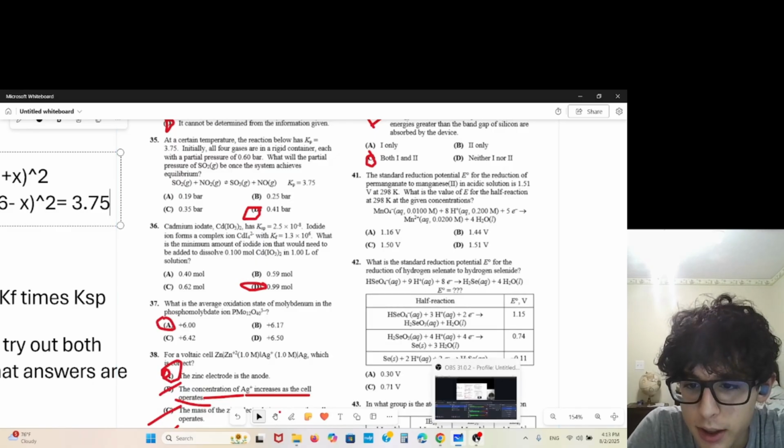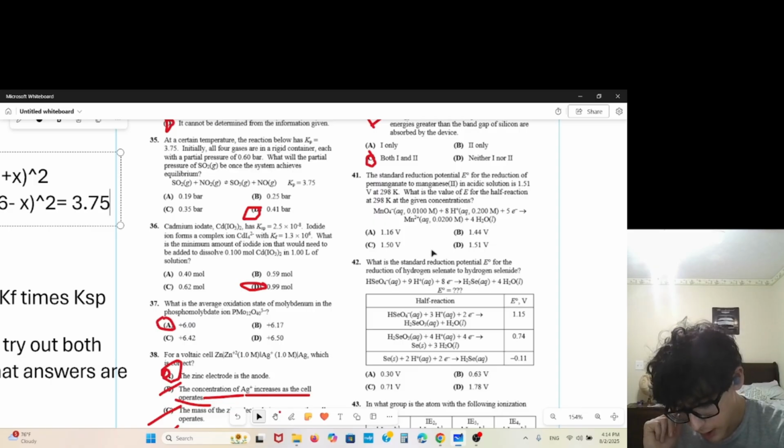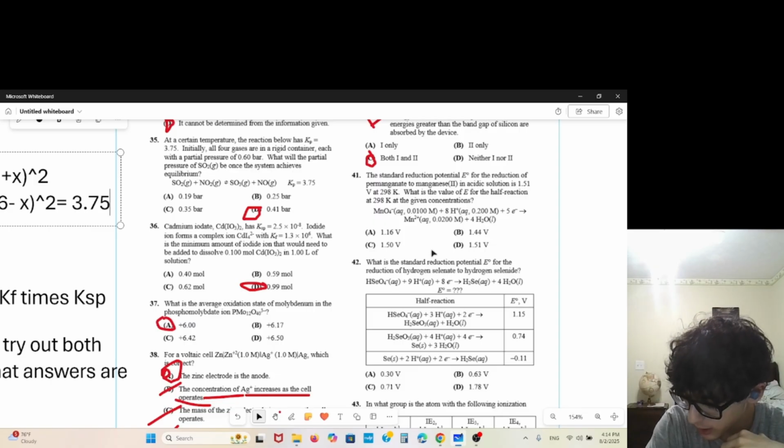Now for 36, how are you going to do this? Okay, write this again. This is complex. Two equations you're going to need to write for Ksp and Kf. Cd2+ plus 4I- gives CdI4 2-, that's a complexation, and Cd(IO3)2 gives Cd2+ plus 2IO3-. Okay. Add these up, your Cd2+ will cancel out. You're going to have the precipitate on the left plus 4I- gives CdI4 2- plus 2IO3-.